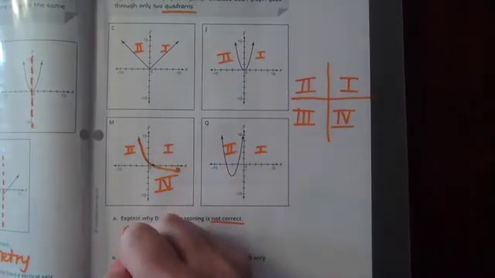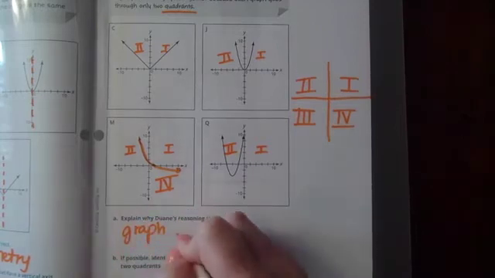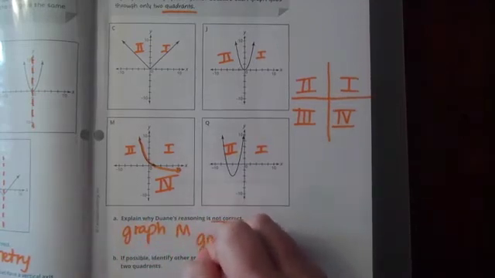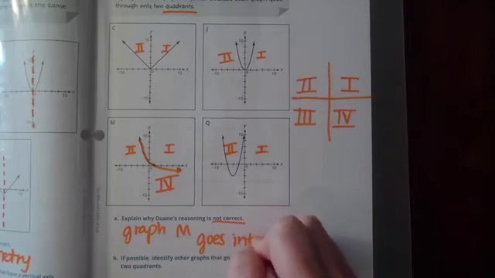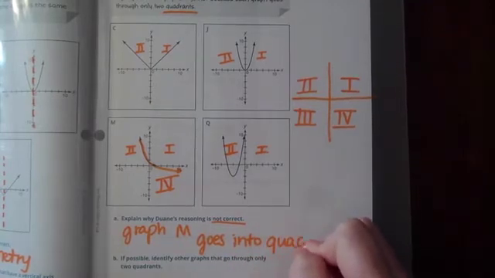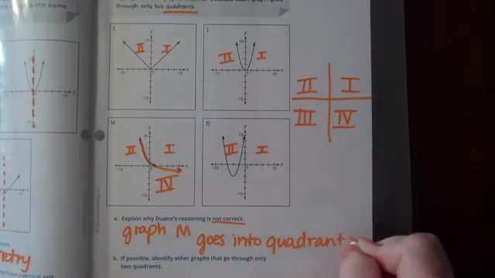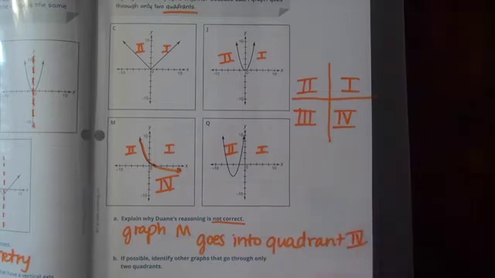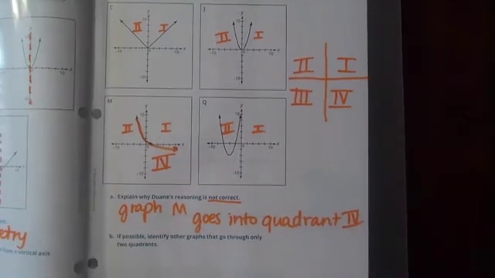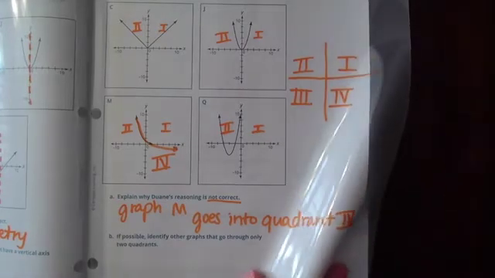So we could say graph M goes into quadrant 4. Okay, so look at your graphs and see if there are any more that go through 2 quadrants. I forgot to say that on question 2. Okay, so see if there are any others.